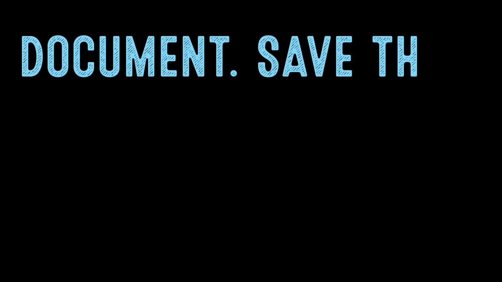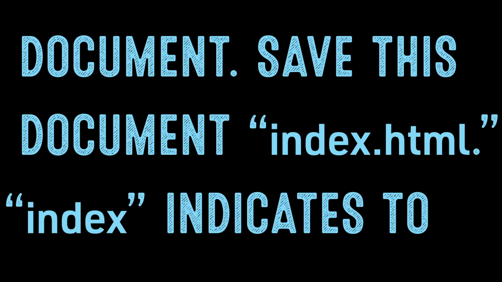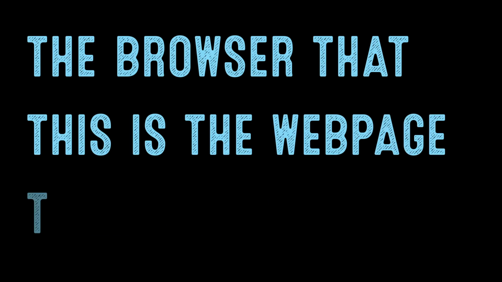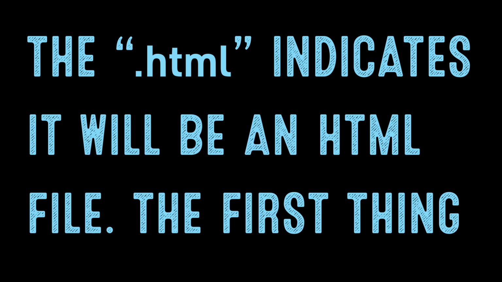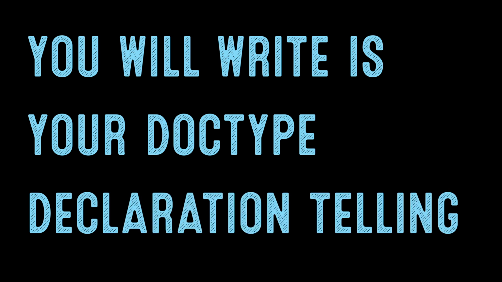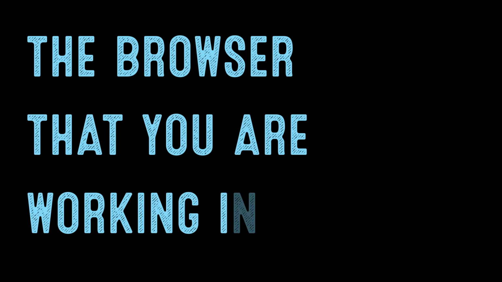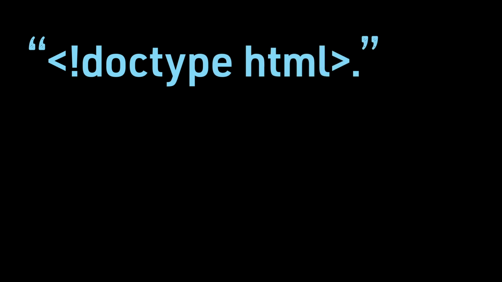Once you have downloaded a code editor, start a new document. Save this document index.html. Index indicates to the browser that this is a web page to open first. The .html indicates it will be an HTML file. The first thing you will write is your doctype declaration telling the browser that you are working in HTML5. Less than sign, exclamation point, doctype, HTML, greater than sign.